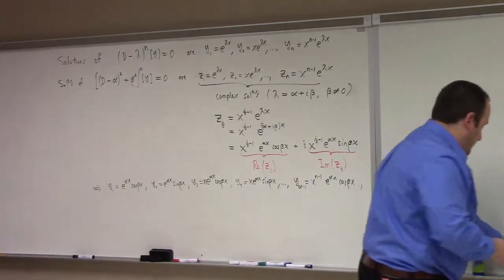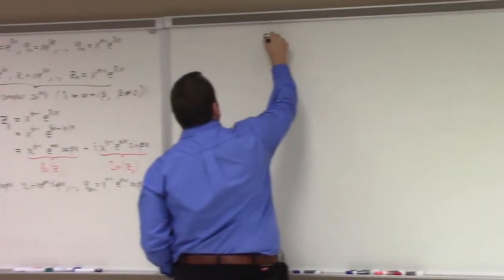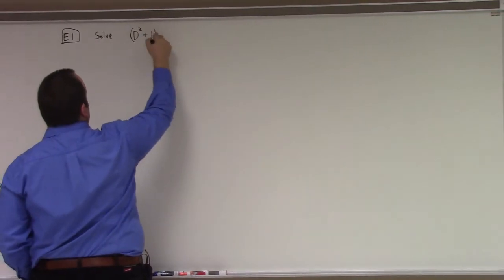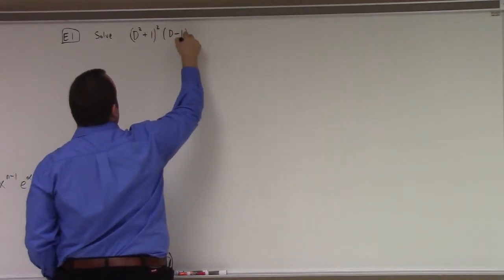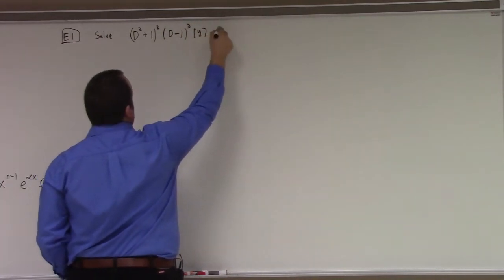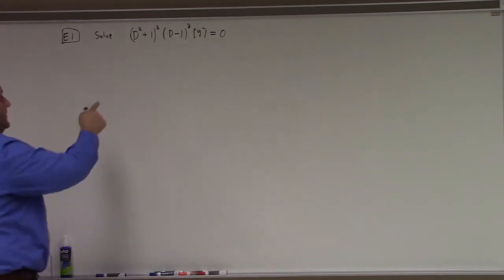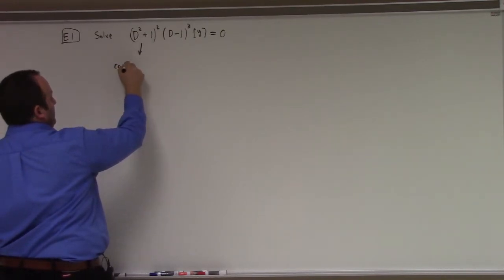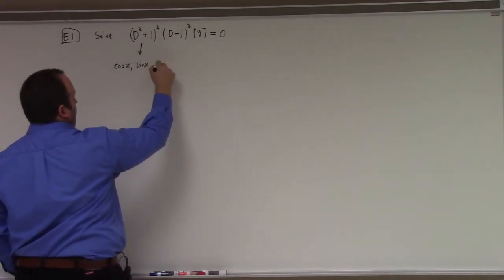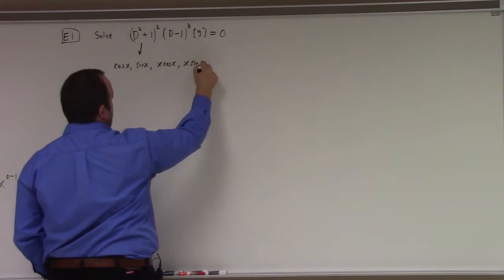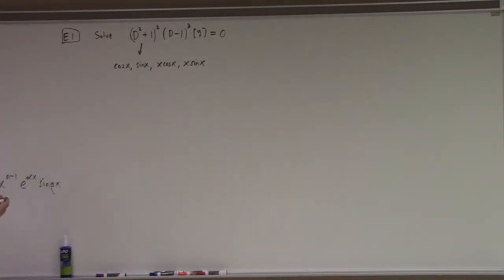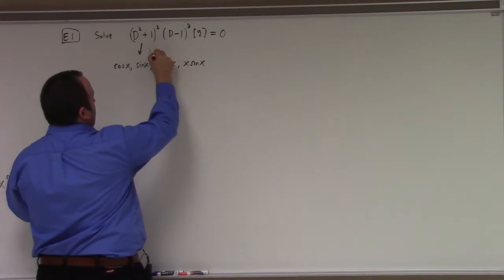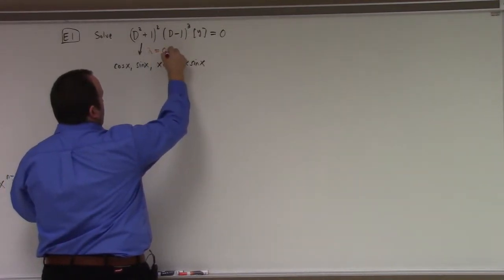So, example 1. Let's try to solve (D squared plus 1) squared times (D minus 1) cubed. So what does this give me? This gives me a cosine, a sine, an x cosine, and an x sine from that. Why? I'm saying lambda here is equal to 0 plus i.